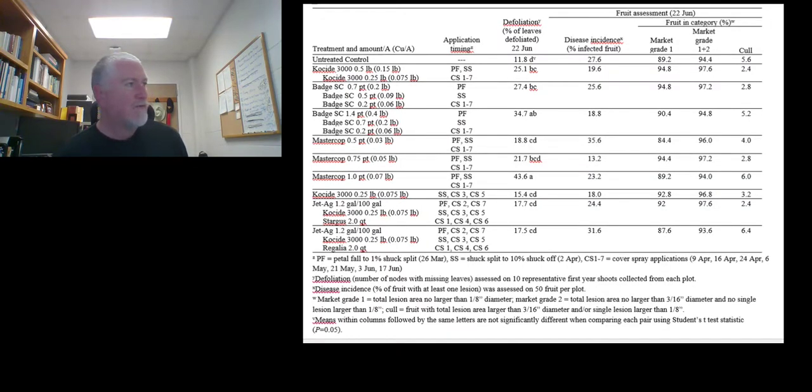You can also look at defoliation. Again, if you look at that Master Cop at the 1 pint rate, we put that out quite a few times. We put it out at petal fall, shuck split, and then we had 7 cover sprays. We took off about half the leaves on that tree, and the tree did not look good. Anytime you do that, the trees do not look healthy. So any of these products, whether it's Badge or Kocide or Master Cop, if you spray it that often, you're going to cause damage.